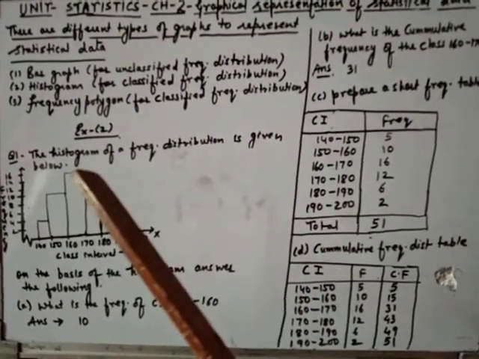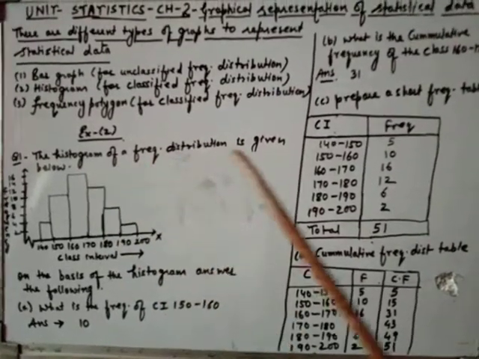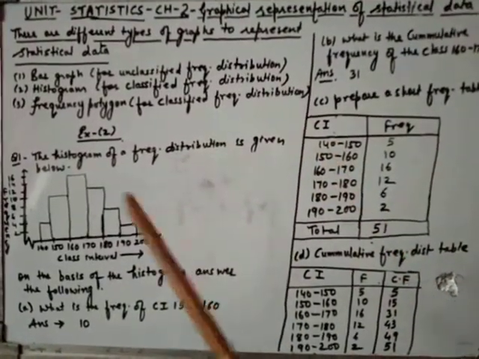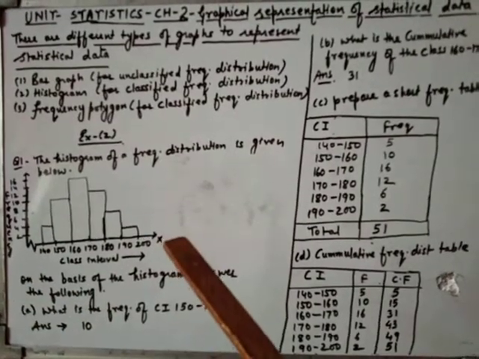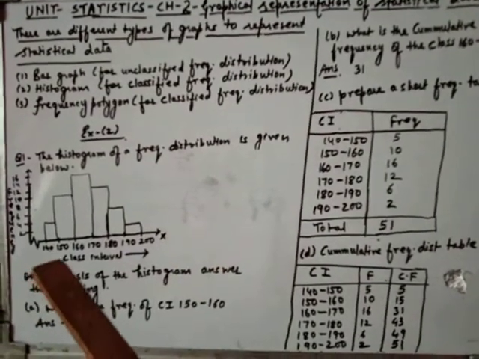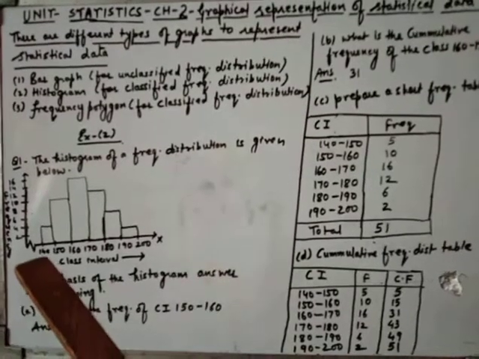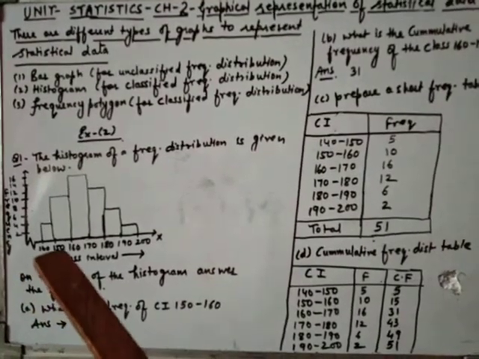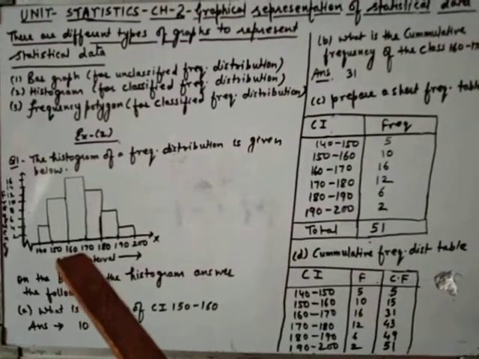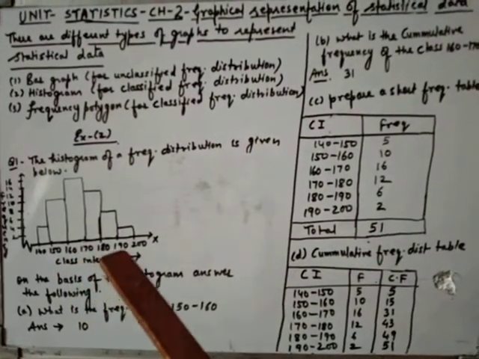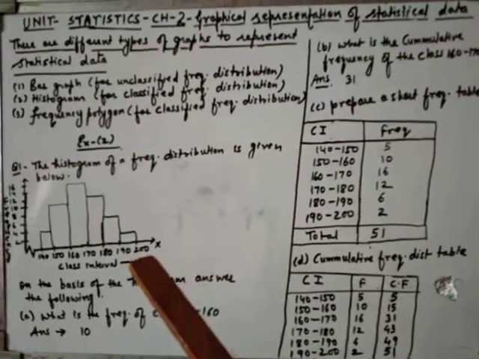Question number 1, exercise 2. The histogram of a frequency distribution is given below. On y-axis frequency is given and on x-axis class interval is mentioned. Now here the class intervals are 140 to 150, 150 to 160, overlapping class intervals, 160 to 170, 170 to 180, 180 to 190 and 190 to 200.